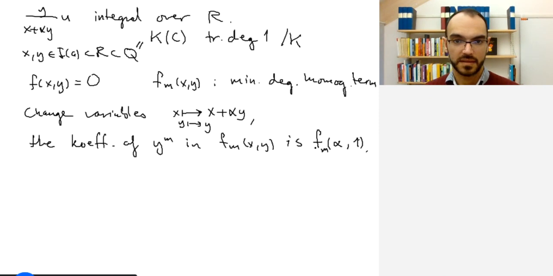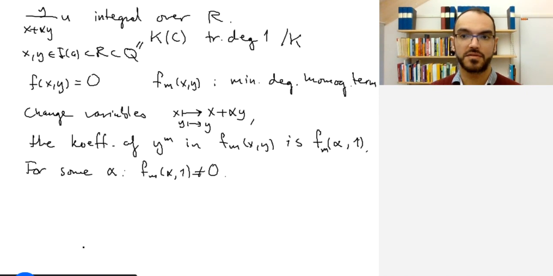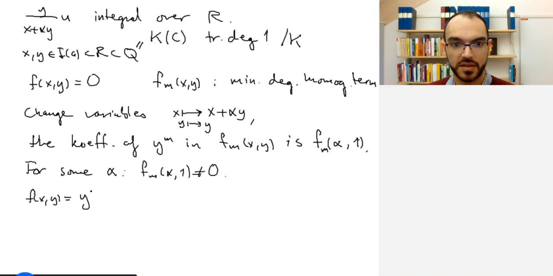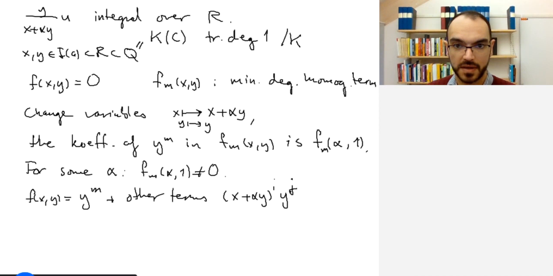Knowing this, remember from when we proved Noether normalization, we saw that if we have a homogeneous polynomial, which this is, then we can always choose the first coordinate so that when the second coordinate is 1, this thing is non-zero. So for some alpha, this f_m of alpha, 1 is not 0. Since I'm in a field, I can divide through by this constant, so I get that this f of x, y will have the term y to the power m plus some other terms, of the form my new x variable to the power i times y to the power j of degree at least m.